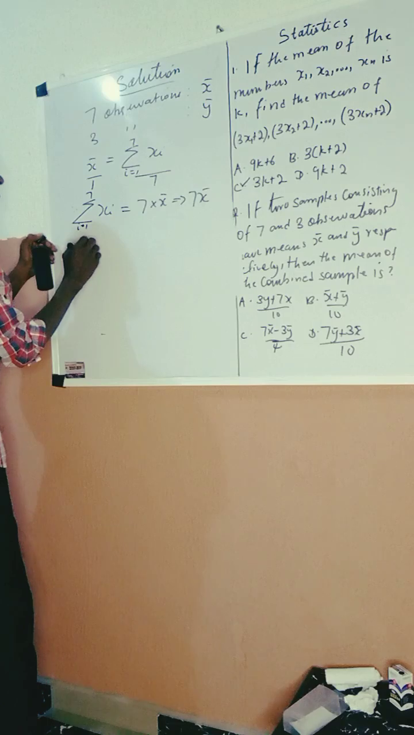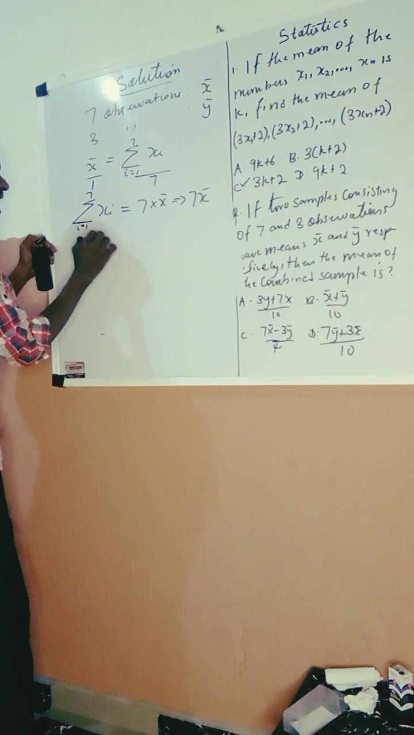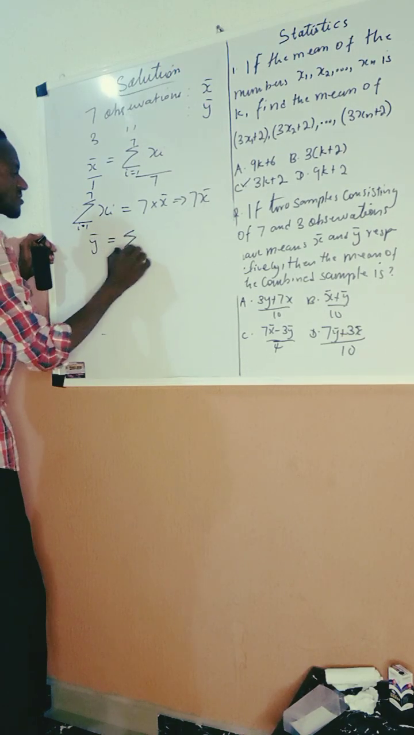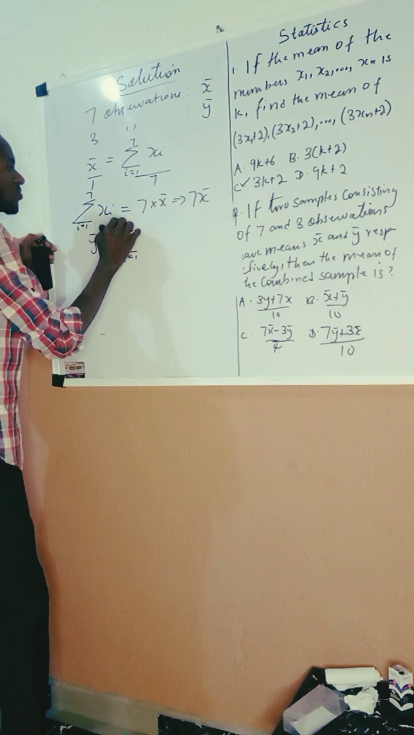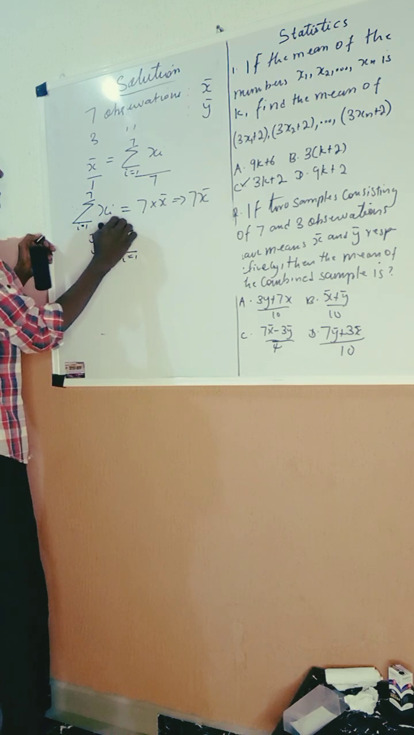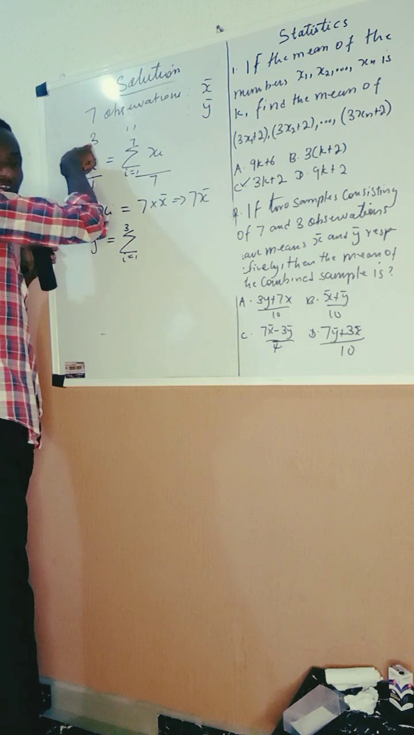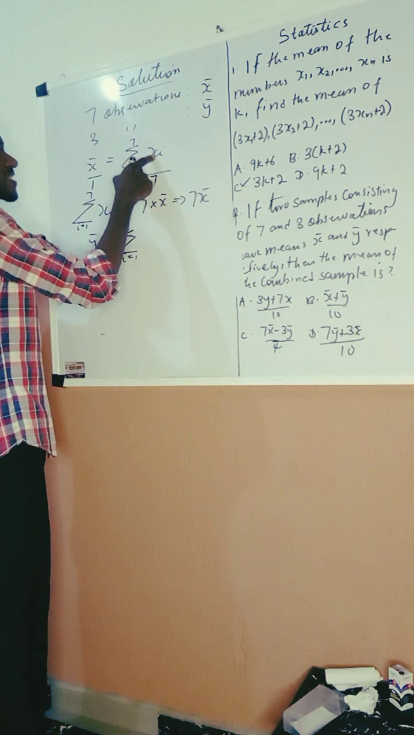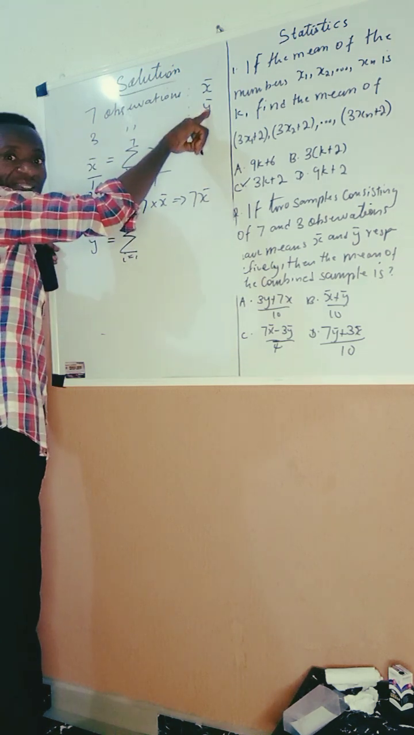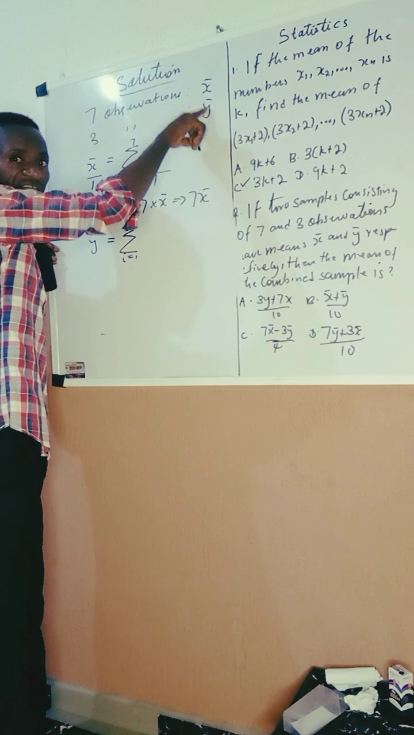So I'm going to have that my y bar equals summation, i running from 1 to what? Instead of writing n here, it is going to be 3, because I've been told that the value of n here is 3. And instead of writing x here, I am going to write it in terms of y, because they say the mean is y bar.